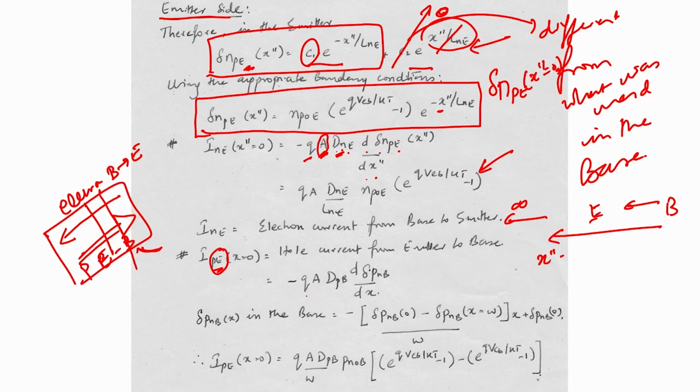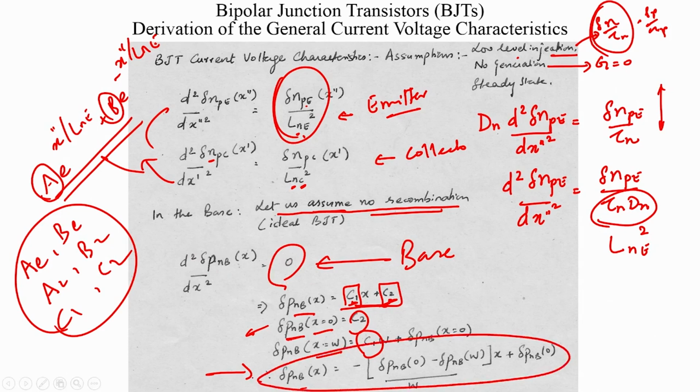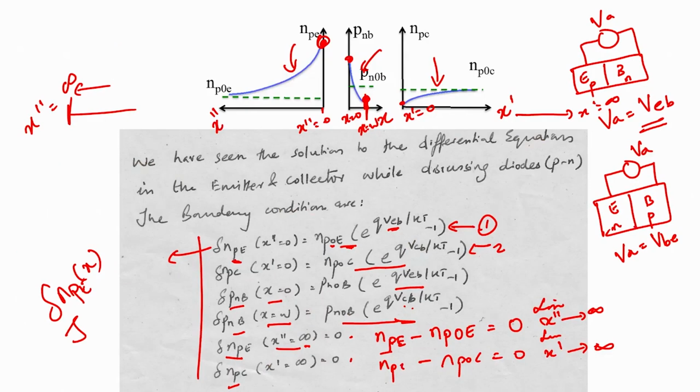So, that is nothing but q into A into D_PB into d delta NP in the n type base by dx, okay. And we have already found that since there is no recombination in the base, our delta NPB had this particular form. If you recollect, when we solved the differential equation for the base, we said there is no recombination, and therefore, that was the solution. So, we are going to use that solution now, okay. There is a 1 by W there, which probably is not visible on the screen.